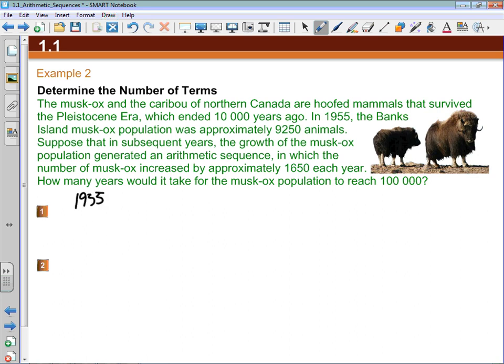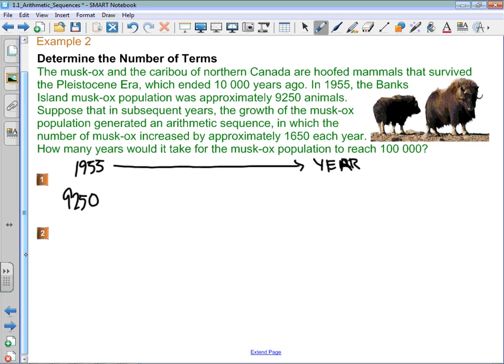All right, so what that means, and I'm going to put it up here, is that 1955 is the first year, and this is going to carry on to some other year past. But what that does mean is that we are going to make the number of bison in 1955 9,250. Now, here's the problem with doing this, and there's nothing wrong with it: if we make that 9,250, then the first term is how many bison there were in 1955. The second term would be how many bison there are a year later. The third term would be how many there are 2 years later.